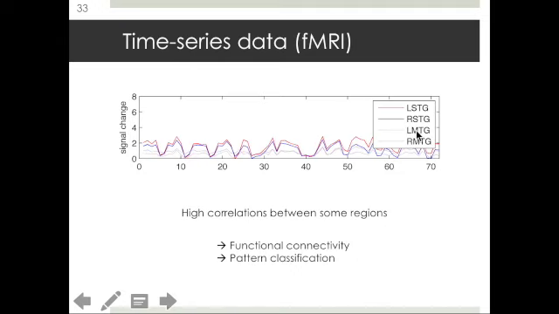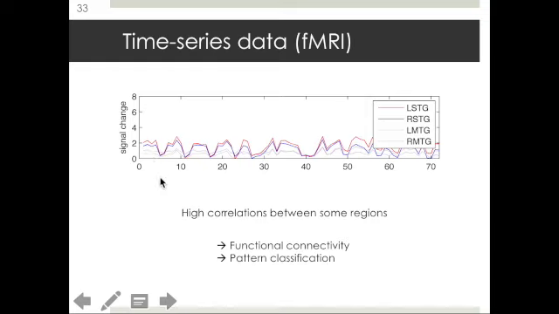Left and right, middle, and superior temporal gyri. It doesn't really matter for now, but what I'm trying to show you is that there are high correlations between these regions, right? So when one region is active, the other is also active. And this correlation is what's used when we're talking about functional connectivity between different areas. So this means there's a high correlation between pairs of regions.